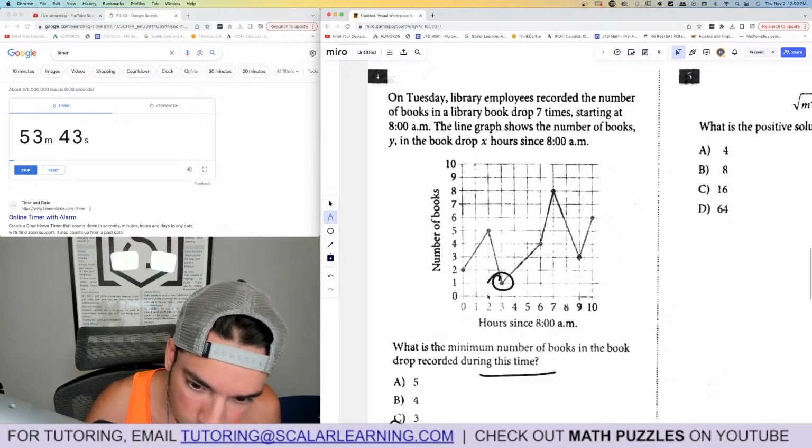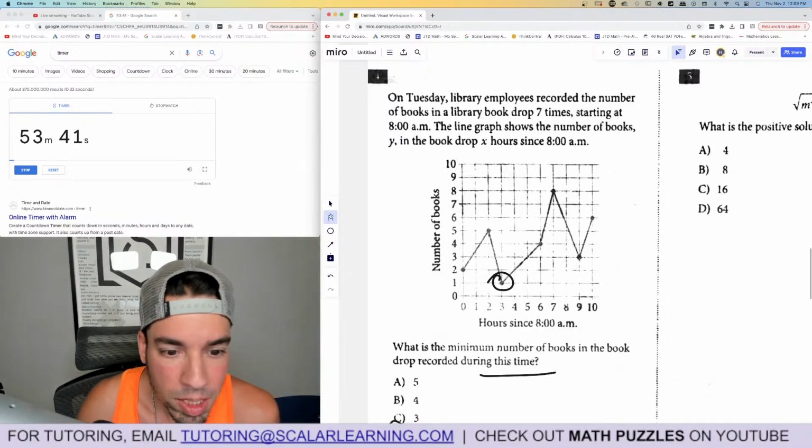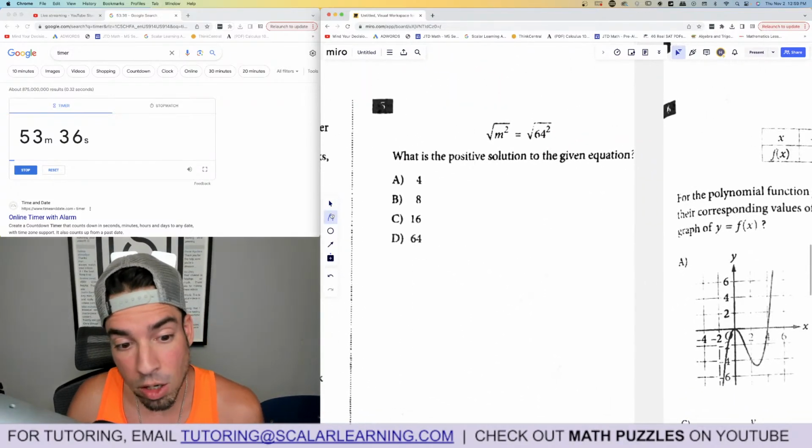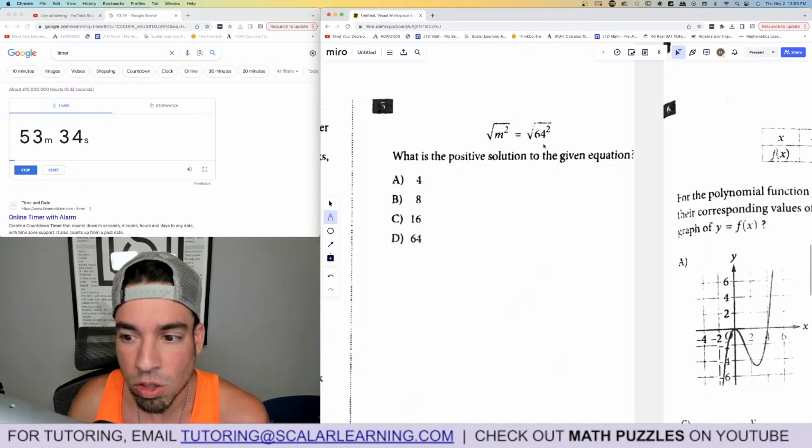Right? Yeah, I mean, it should be pretty easy at this point. It's number 4, so we're good. If it was a later question, I'd really double check that. What is the positive solution to the given equation?